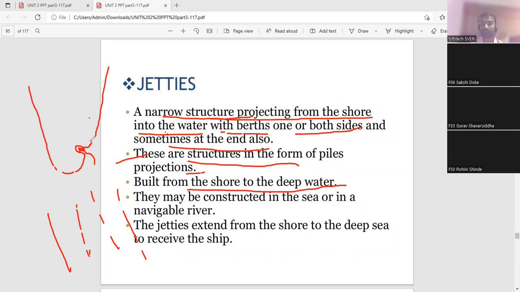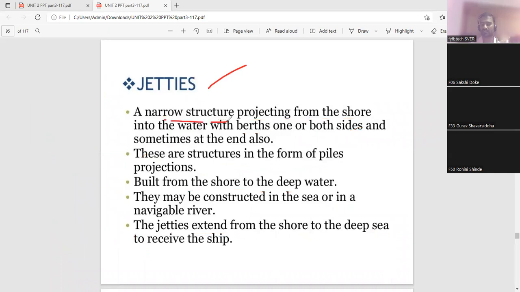The jetties are constructed from the shore to the deep water. They may be constructed into the sea or in navigable water. The jetties extend from the shore to the deep sea to receive ships. Just remember this: a jetty is a narrow structure projecting from the shore into the water with a berth on one or more sides, sometimes at the end also. Just remember this.